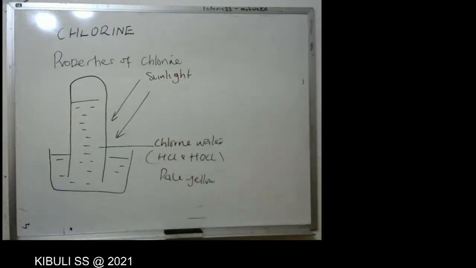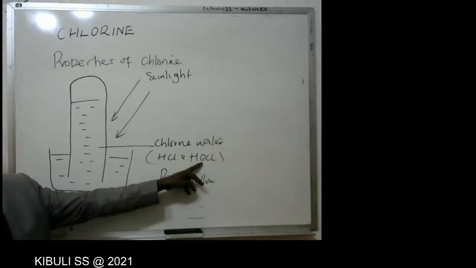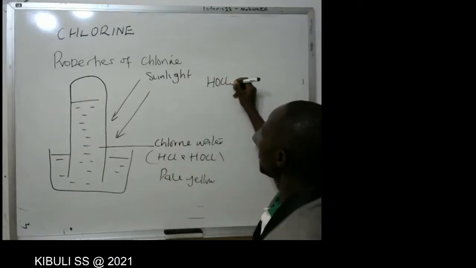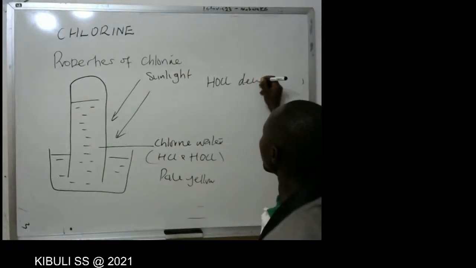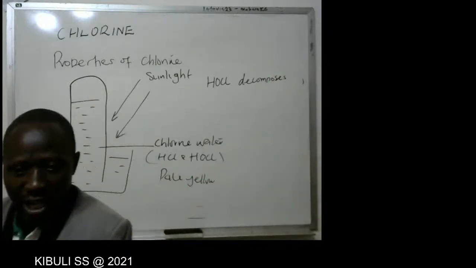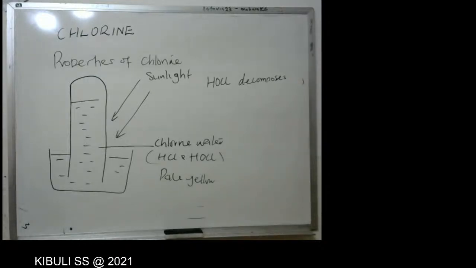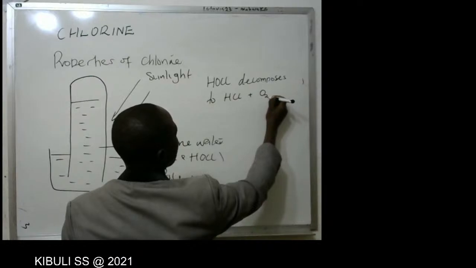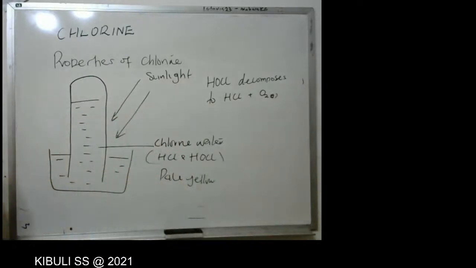Hydrochloric acid is stable. It doesn't decompose. It is this compound which is unstable. So when you expose this to sunlight, the hypochlorous acid, which is unstable, in chemistry we say decomposes. To decompose means to change, to undergo a chemical reaction to produce something that is new. So hypochlorous acid decomposes to hydrochloric acid and gives out what? Oxygen as a gas.